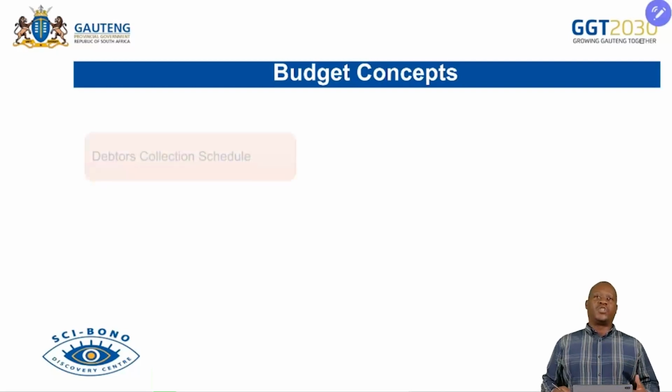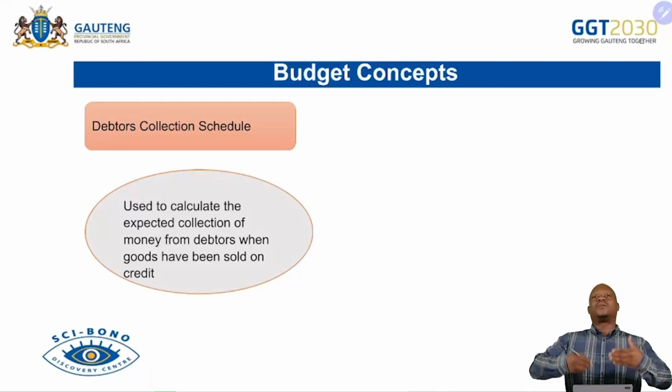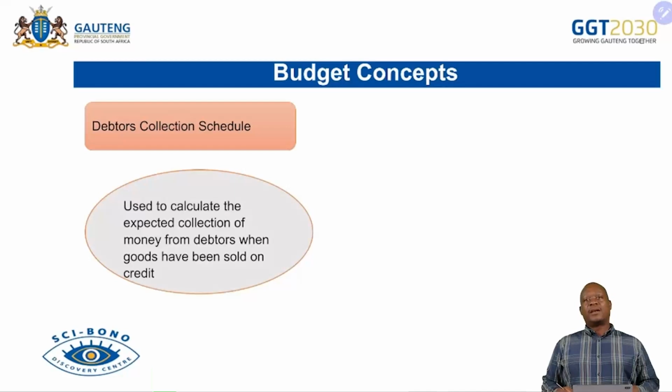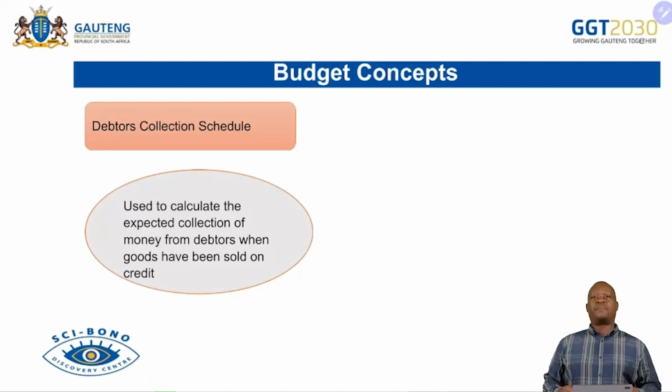Now, let's move on to our debtors collection schedule. This is used to calculate the expected collection of money from debtors when goods have been sold on credit. Remember, whenever we are having a debtor, it means we are selling goods on credit. That is delivering goods today and expecting a payment in future. Now, what is the problem with this? Not everyone who is promising to pay tomorrow will pay tomorrow. Not everyone who is promising to pay next month will pay next month.